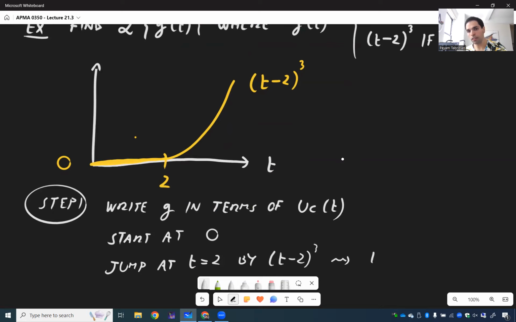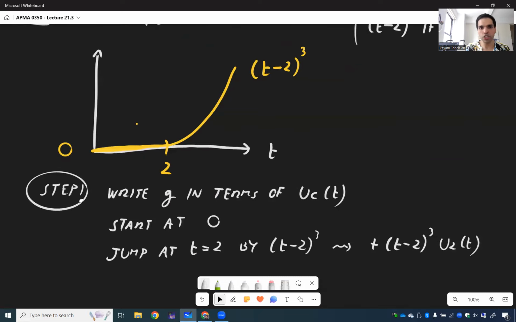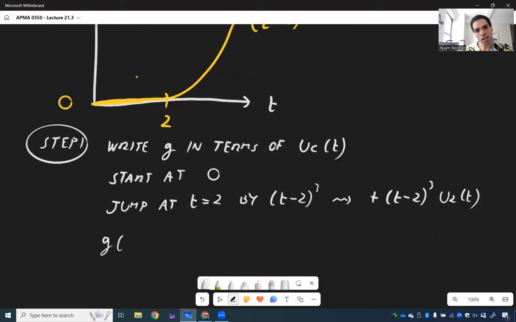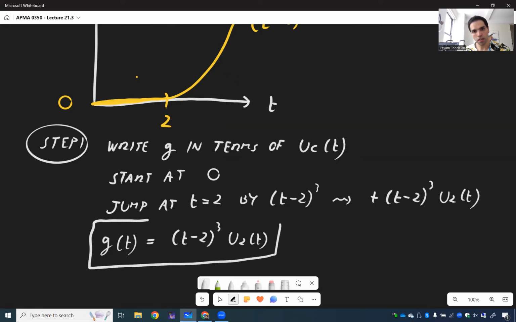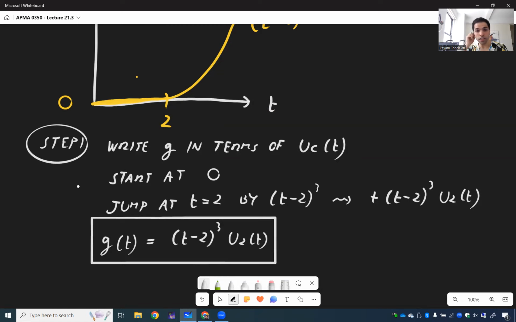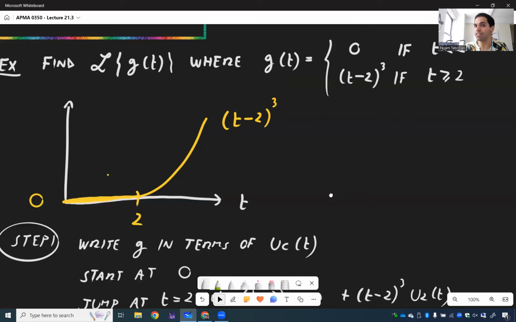So you will get a plus (t minus 2) cubed u2 of t. And so what is g? Again, you start at 0, so 0 plus that jump, which just becomes (t minus 2) cubed u2 of t. This is the function g. Now, it looks like magic that I just pulled the bunny out of my hat, but I do want to show you that it makes sense.